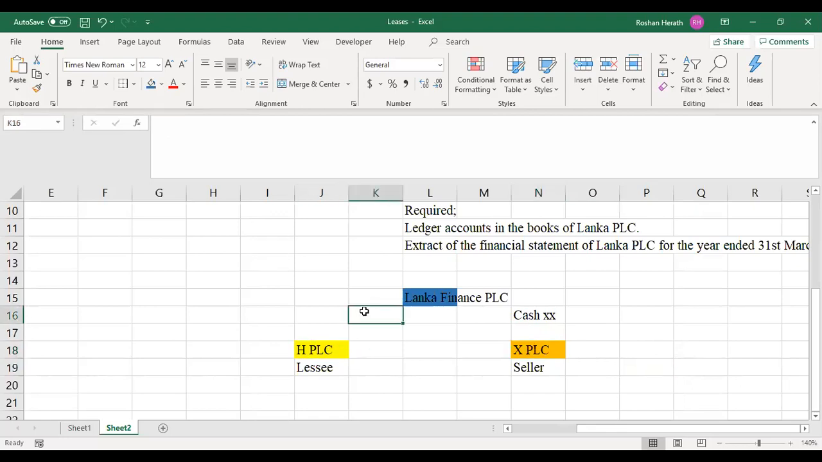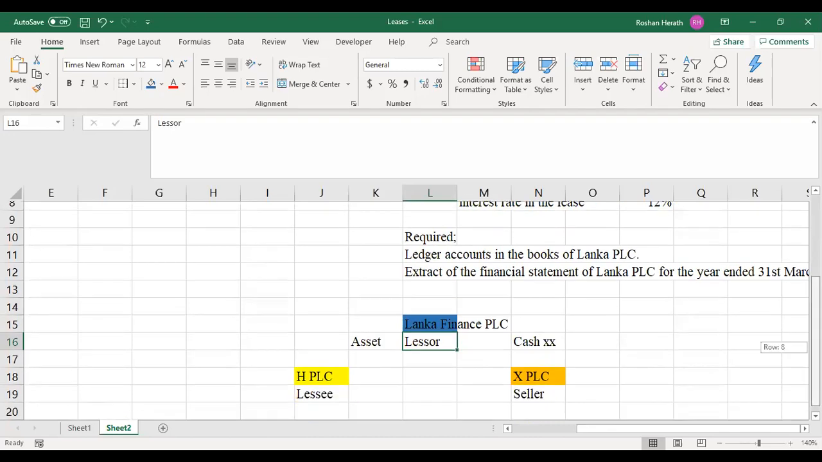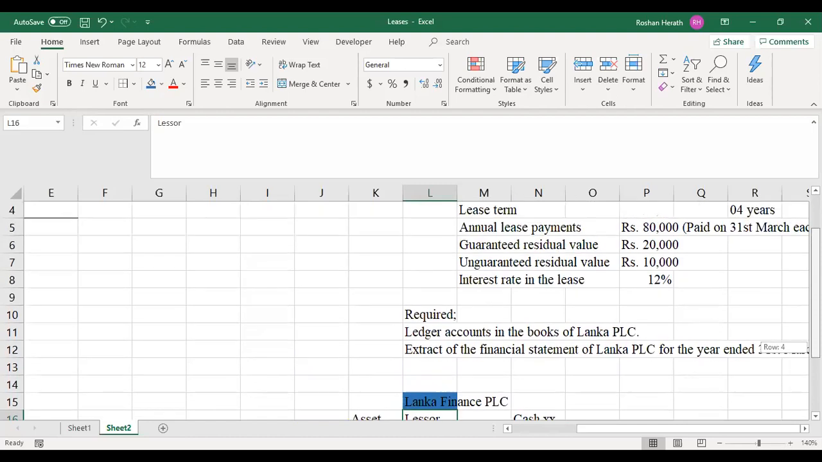So the asset is given back to the HPLC. This is how it works. Now in this scenario, you need to do the accounting in the books of Lanka Finance PLC, and this is what we call the lessor. You need to do the accounting in the books of the lessor. That is the scenario.